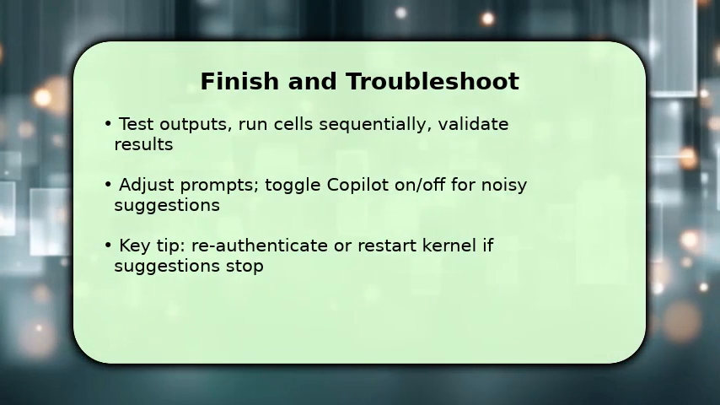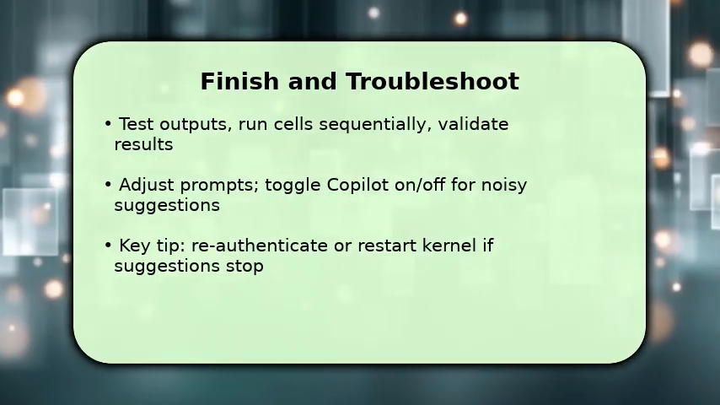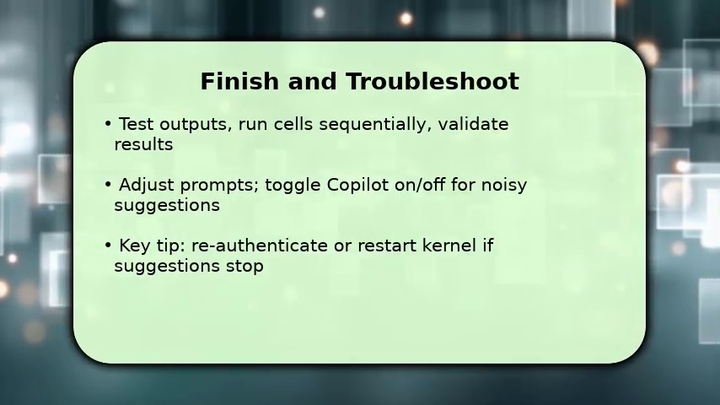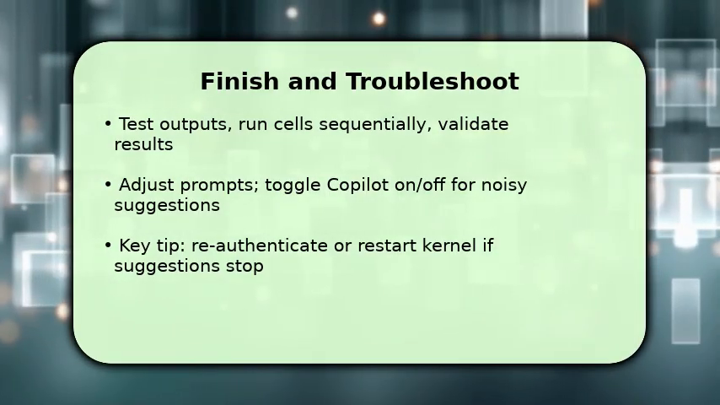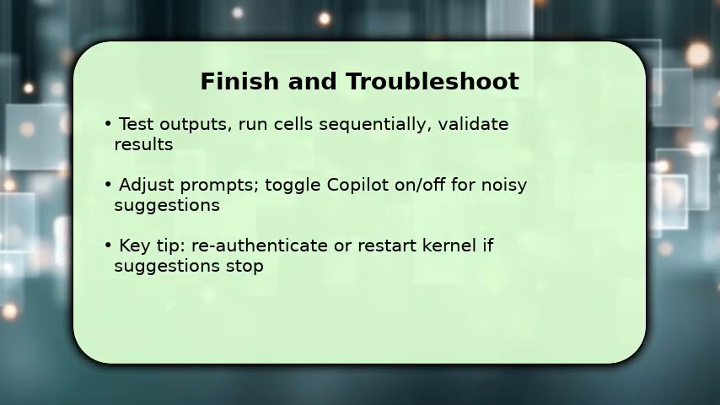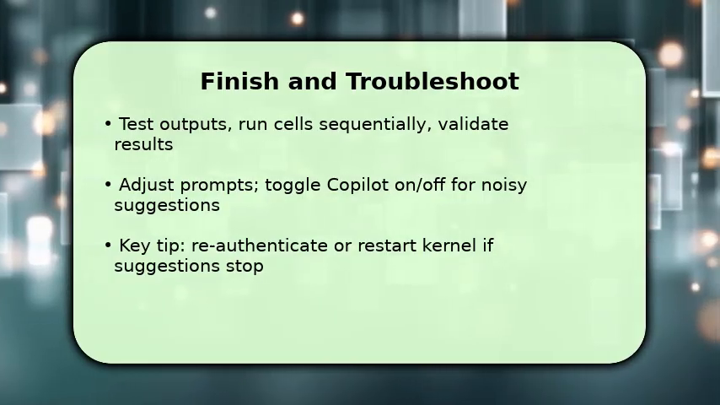To finish, run the notebook cells sequentially and validate outputs against expected behavior. You want reproducible results. If a suggestion is wrong, rewrite the prompt or add constraints in comments, then request another completion. That iterative loop refines suggestions.